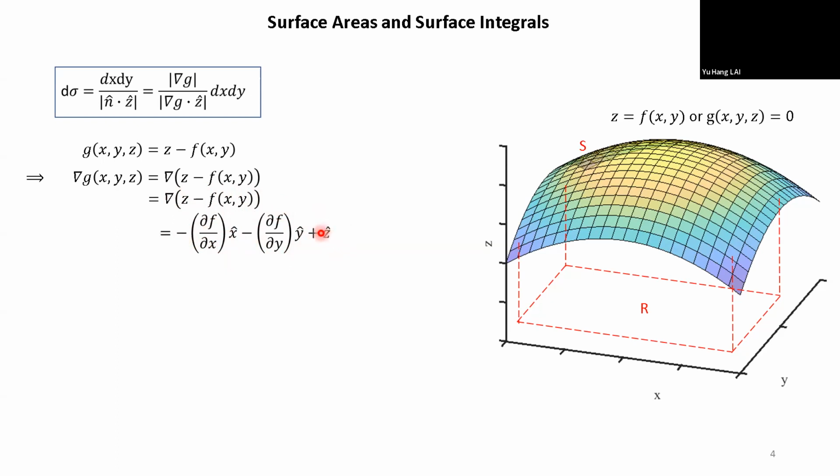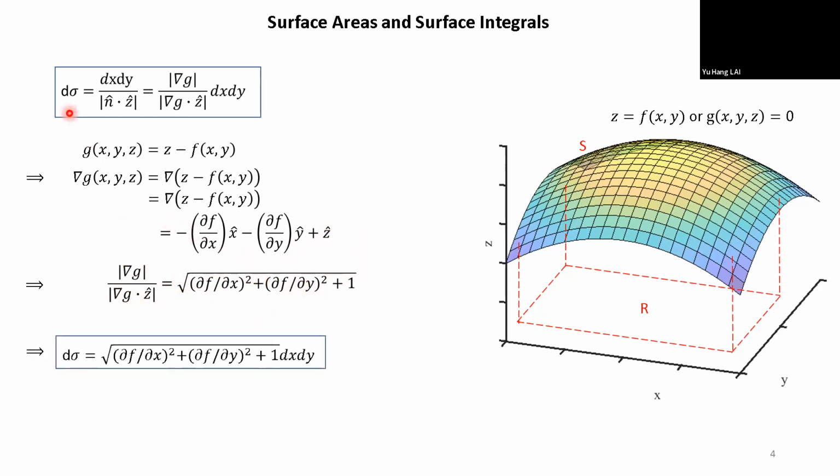Now I want to find the magnitude of the gradient divided by the gradient dot z hat. What is the magnitude of the gradient? It is just the square root of this square plus this square plus this square. And the z component of the gradient of g is simple, it's just one. So this is just the numerator, and the denominator is just one. That's why this whole term is given by this.